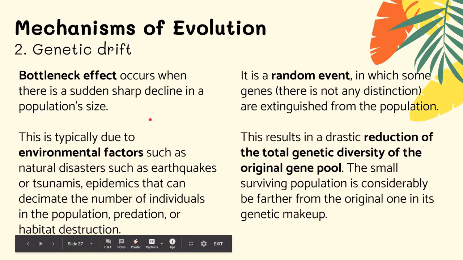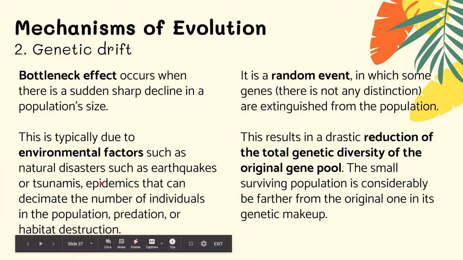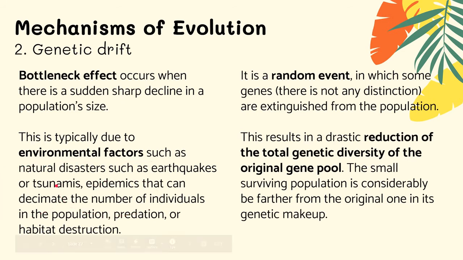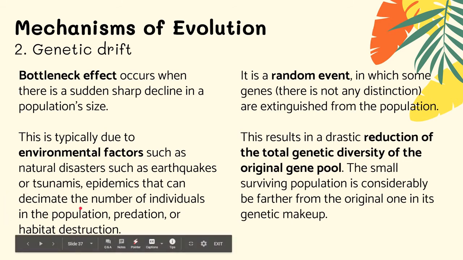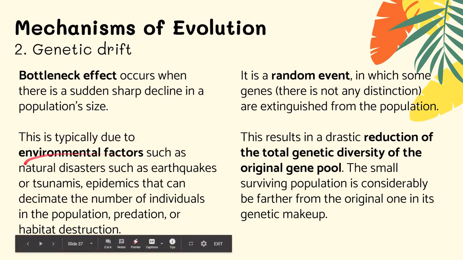Now, one example of genetic drift is the bottleneck effect. This occurs when there's a sudden sharp decline in a population's size. This is typically due to unforeseen environmental disasters or environmental factors, for example earthquakes or tsunamis, sudden epidemics, volcanic eruptions or fire, whatever can reduce or decimate the number of individuals in a population, destroy their habitat, or have an effect on their predator-prey relationship. So the bottleneck effect is usually caused by sudden disasters.